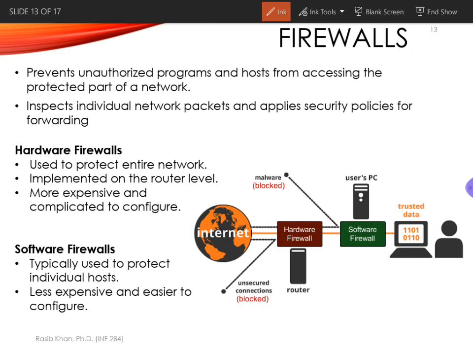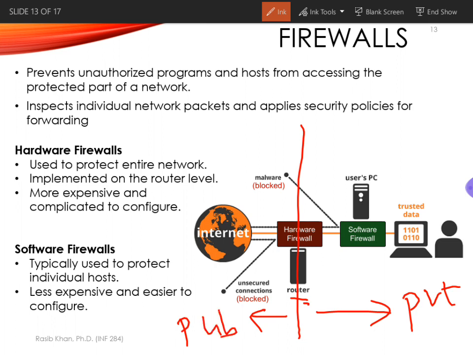Firewalls generally are classified into two types, hardware firewalls and software firewalls. Hardware firewalls are more at the router level, right? So they are used to protect the entire network. So if I have a hardware firewall installed on a router and placed at the edge of a network, and if I say this is the firewall, this is our private part and this is the public part of the network, the whole private network is actually protected from the outside world with the help of this router.